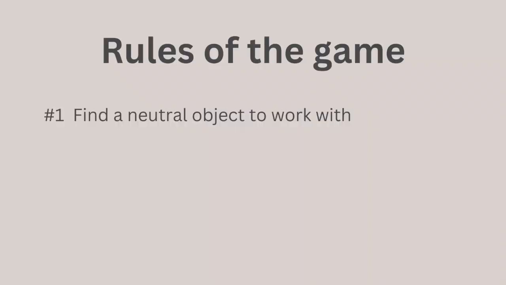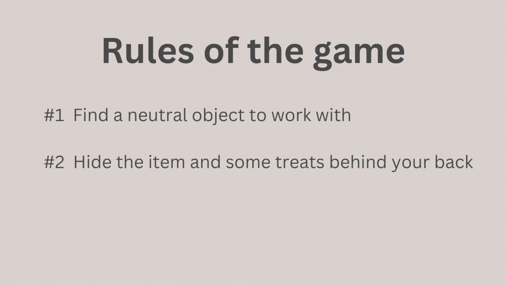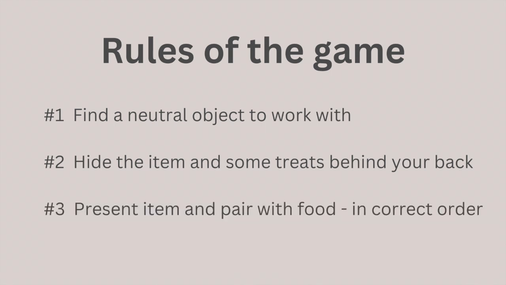So that's rule number 1. Find a neutral item to work with. And rule number 2. Hide the item and a handful of food behind your back, out of your dog's view. Rule number 3. Practice presenting your dog with the neutral item and pairing it with food. Remember that you're practicing your mechanics, so pay special attention to the following elements, all of which are illustrated in the demo video that you'll see in just a moment.